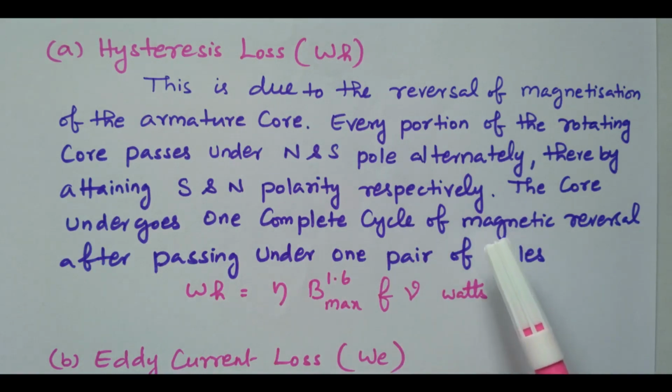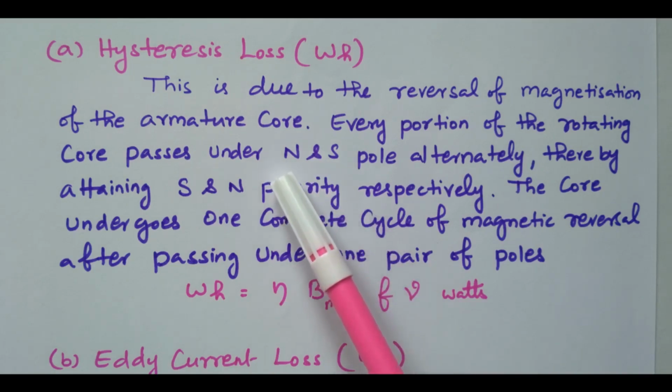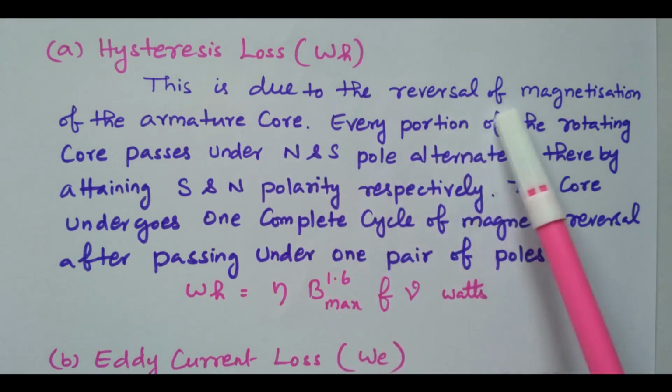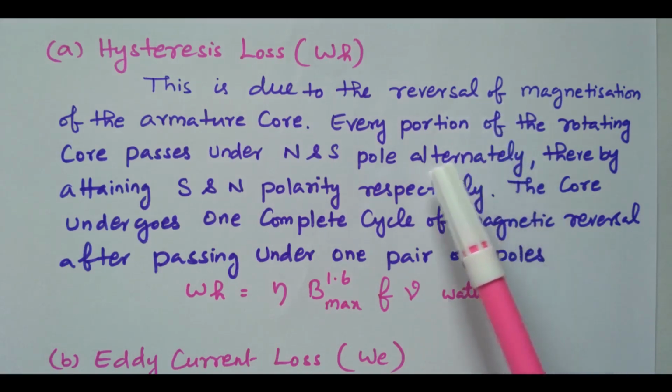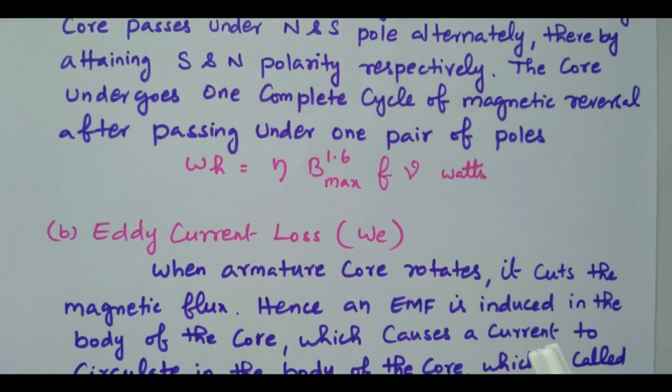In order to rotate, we are creating N pole and S pole alternately. The winding connections are given in such a way that they create an N pole, next an S pole, alternately. Due to this reversal of magnetization, losses occur, which are called hysteresis losses, given by Bmax to the power 1.6 into f into V. f is the frequency and V is the volume. So this is the formula for hysteresis loss. Then we will go to the eddy current loss.